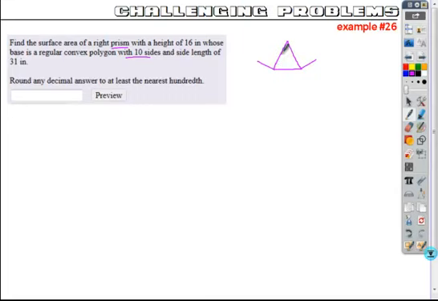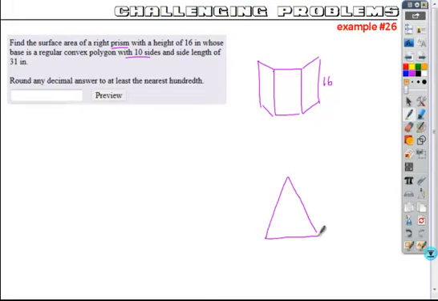If I use one reference triangle from that, or actually let me sketch here what would be my prism. I know that it's got a height of 16, and the base has 10 sides. So I'm going to sketch one reference triangle from my base, make it a little bit bigger. I know that the length of each side is 31, so that's this length here. It also happens to be this whole length of my reference triangle.